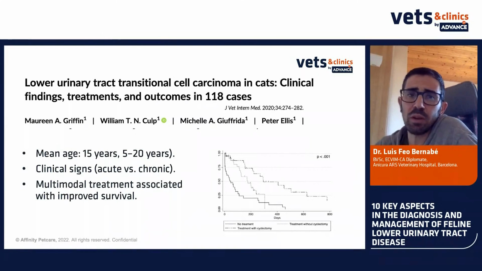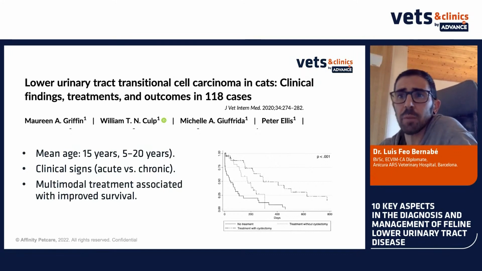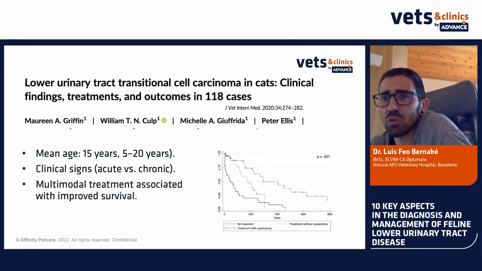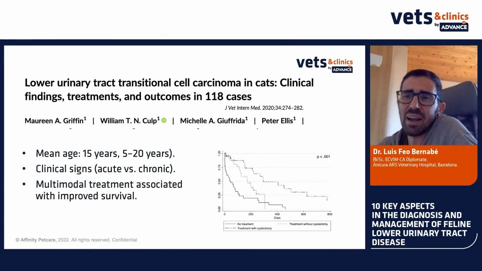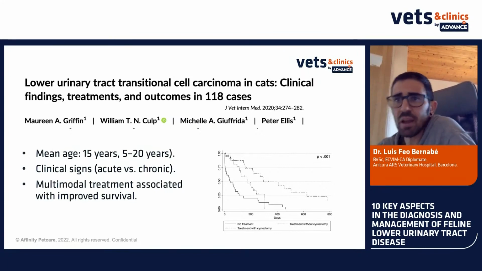They can present with acute or chronic clinical signs. That means you have to have this differential diagnosis in every single case with chronic or acute clinical signs. And the diagnosis is quite simple most of the time. You need to do abdominal ultrasound, and maybe it's not that simple sometimes, but you need to do cystoscopy to have a diagnosis many times.